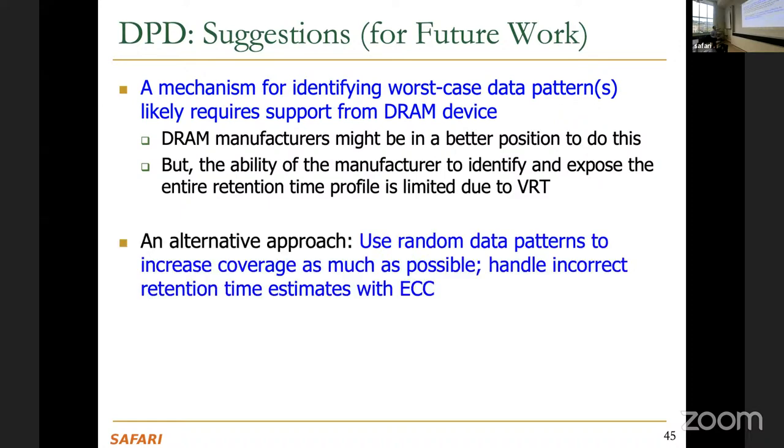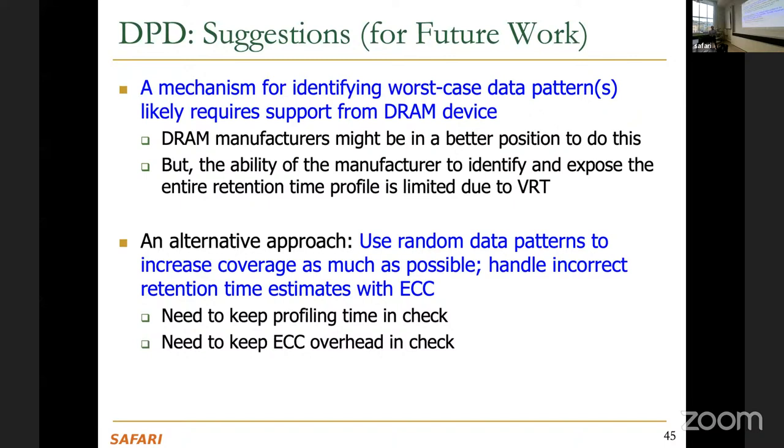An alternative approach, which could be more promising, is to use random data patterns to increase coverage as much as possible and handle incorrect retention time estimates with ECC. So if you somehow incorrectly identify retention time, hopefully you'll have enough error correcting codes. And these are relatively random errors, as we have seen. So error correcting codes could be a good option for this. But of course, to be able to do this, you need to keep profiling time in check. Because with random data patterns, as I showed you earlier, it may take 16 or more rounds to get to even 90% coverage. For ECC to be productive, you really need coverage of more than 98% or so. So you need to keep ECC in check also.